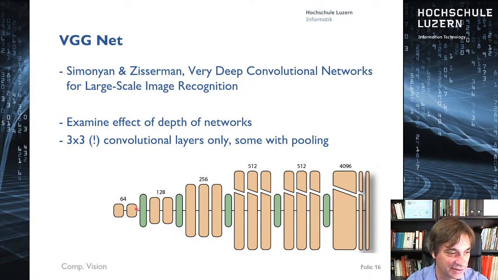And here is a depiction of one of their networks. What they also did is they just increased the number of channels after some layers. So here after every second or third layer, they just doubled the number of channels until at the end they have 4096 channels as input for the classification stage. So that would be like the features that you get, and then you do the classification to get to the 1000 classes.